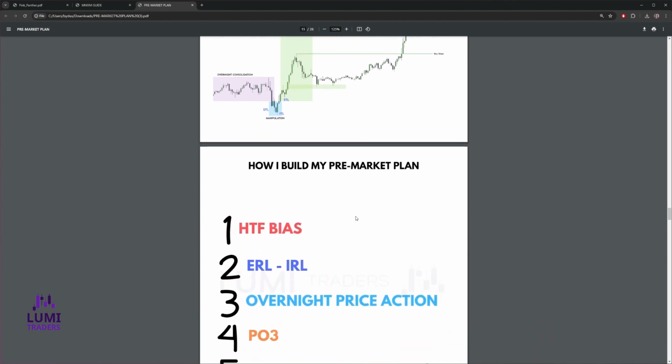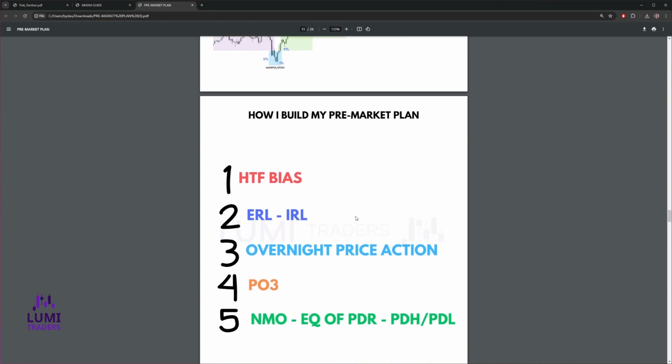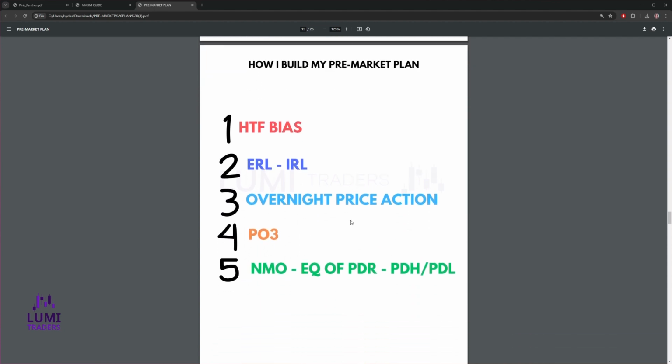Okay, how I built my pre-market plan? First, high time frame bias. Second, I consider external range liquidity and internal range liquidity. Third, overnight price action, such as overnight consolidation, London manipulation. So at this point, I'm going to consider power of 3 as well. And last one, New York midnight open relation with previous day high, previous day low level, and equilibrium of previous day range. Nice.